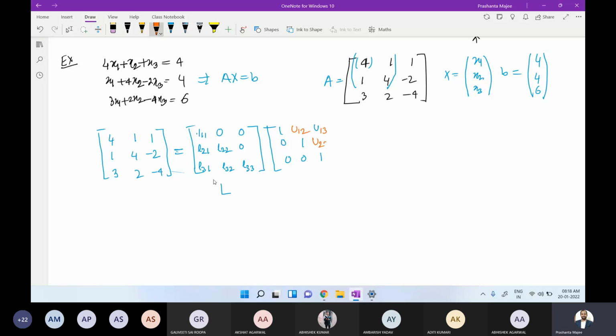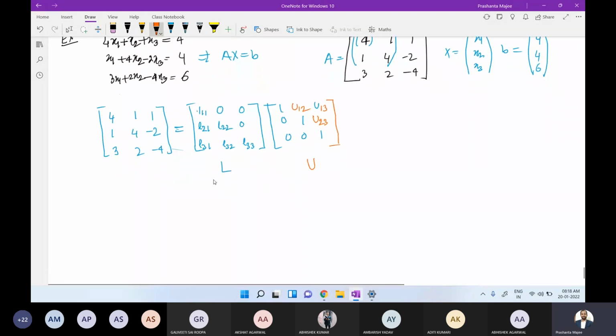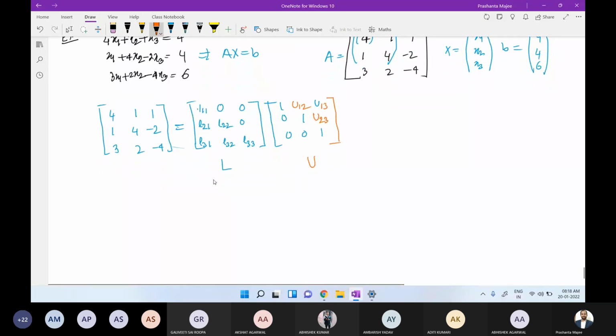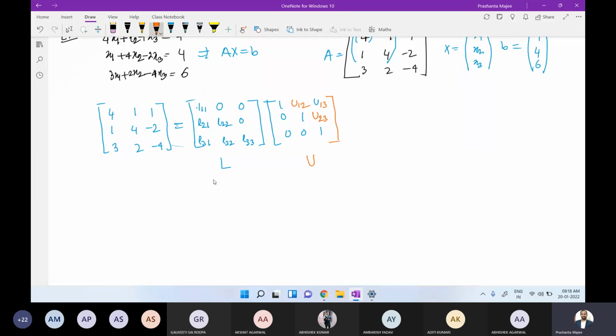So now what you have to do is find the matrices L and U. Do the multiplication and tell me what is L and what is U. You help me with the calculation. Let me do the multiplication.